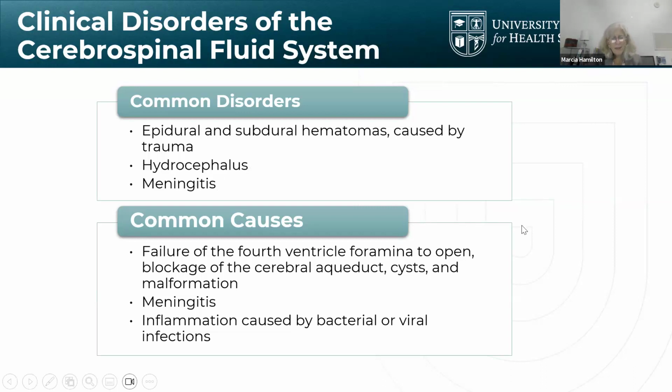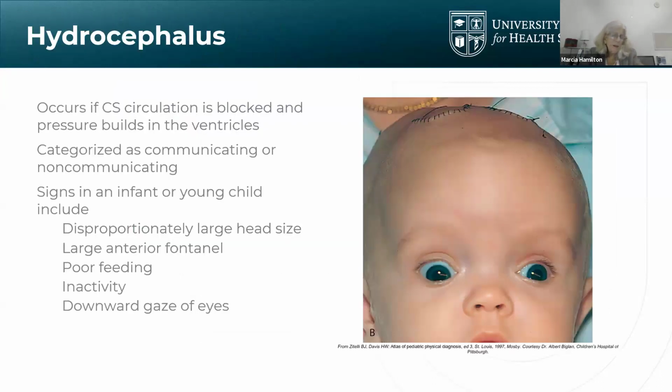So things that can happen, there could be a failure of the fourth ventricle to open, so like a defect. And you can also have like cysts that can block. So imagine a cyst blocking the cerebral aqueduct, so it will cause that fluid to back up and not be able to go where it's supposed to be. And then meningitis and the different problems that can happen from that.